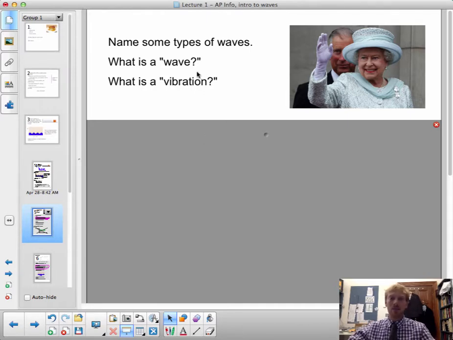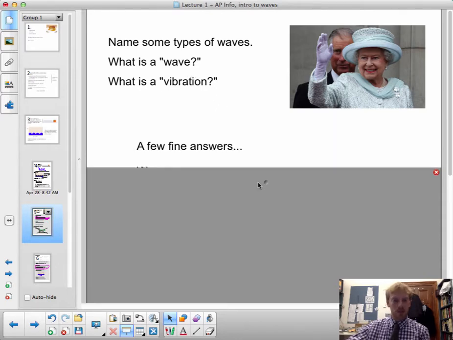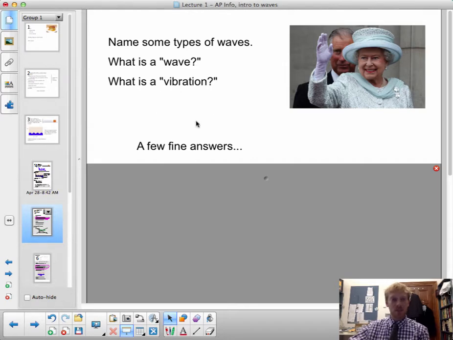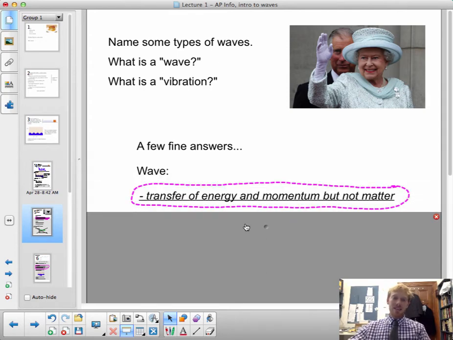In the last class, I gave an example of something that a wave is not. I'll say a little bit more in this slide about what a wave is, and I'll also talk a little bit about a related word, vibration. There are a number of different acceptable answers to the question, what is a wave? We're not going to name a bunch of types of waves in this slide. Maybe we'll talk about that in class. A few fine answers to the question of what is a wave is that a wave involves a transfer of energy and momentum from one location to another without transporting matter from one location to another.